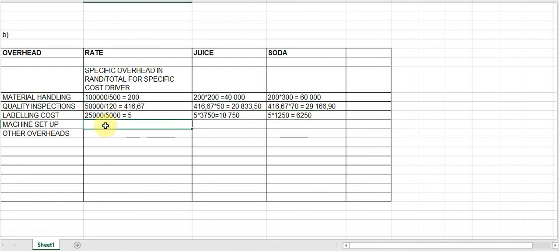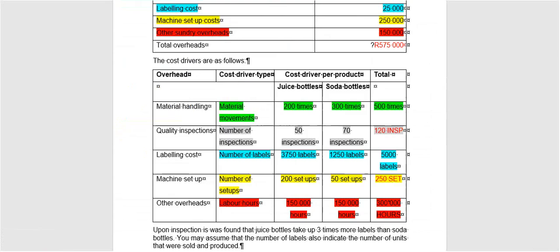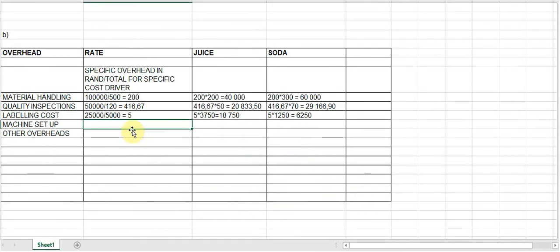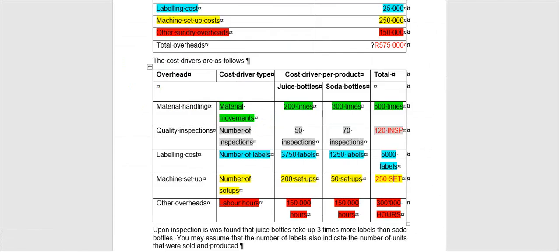Then we are on the machine costs. For the machine costs, it was highlighted in yellow. So it's the 250,000 divided by the total setups, which was 250. So it's 250,000 divided by 250, and that gives us a total of 1,000 Rand. So that 1,000 Rand is carried over to each of the products. I need to go and find the specific cost driver for each of the products. Here it is 200 for juice bottles and 50 for soda bottles.